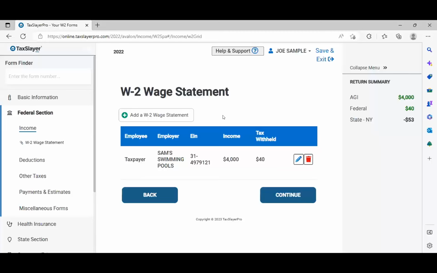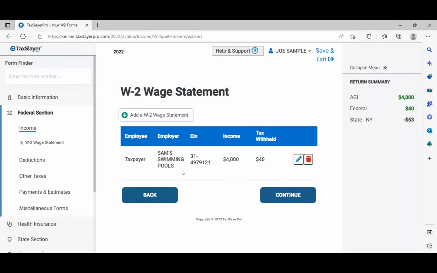Again, make sure when you're entering the information, it is of the 2022 tax year. Separate them. Really look at the W-2s. Make sure you have the correct date. Okay. There's another thing, too, you need to know as well, and that has to do with the employer. Okay. Sammy's Swimming Pools.